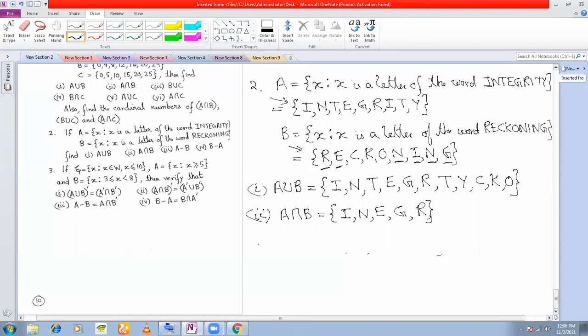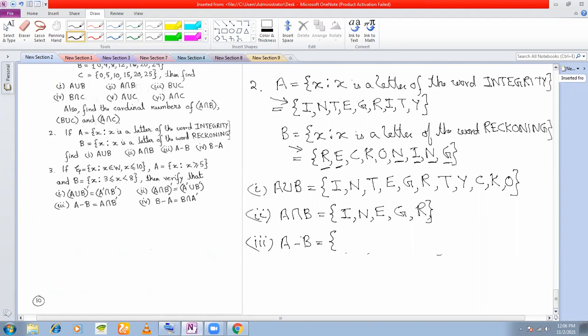So this is A intersection B. Next is 3. A minus B. Now A minus B is a set which consists of elements of A only and not of B.